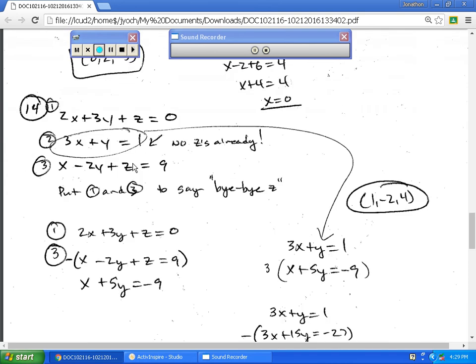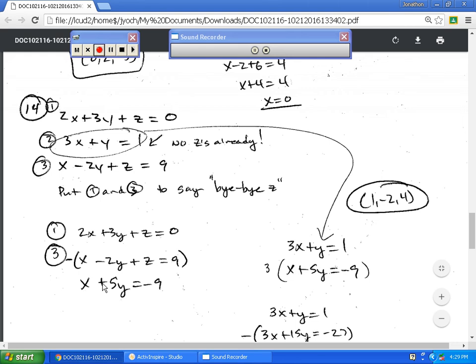What's nice about 14 is you have no z's already in that second equation. So put 1 and 2 together and say bye-bye z. You can subtract because you have 1z and 1z. How do I make 1 and 1 0? I have to use subtraction. Subtract the third equation from the first. 2x minus 1x is x. 3 minus a negative 2 is like 3 plus 2, 5y, and that equals negative 9.